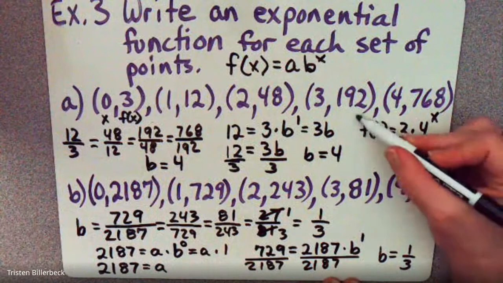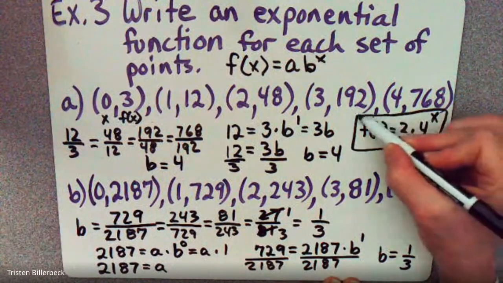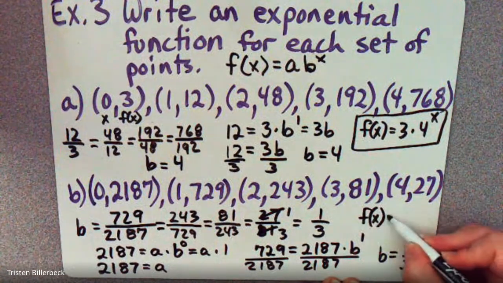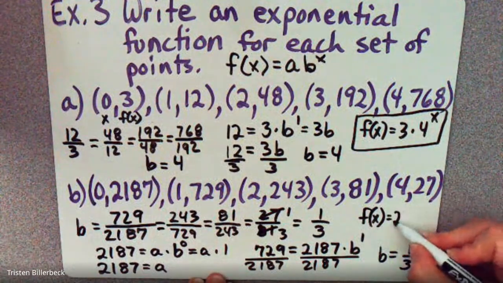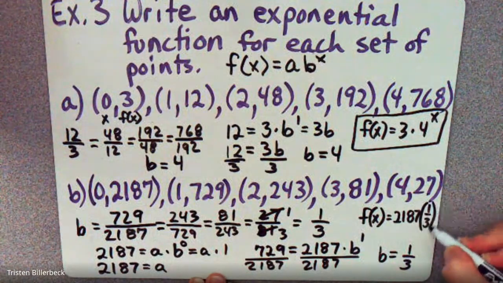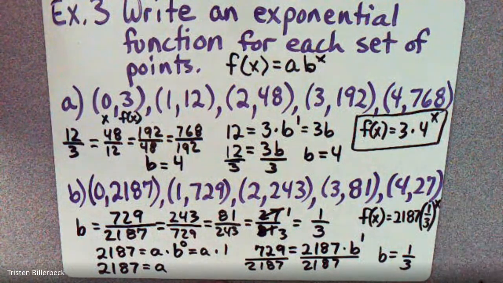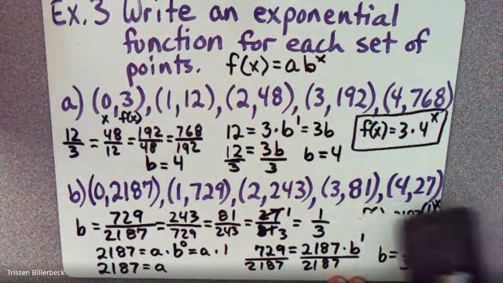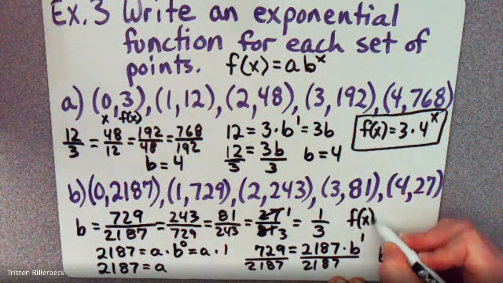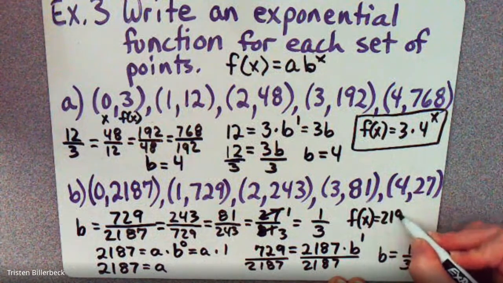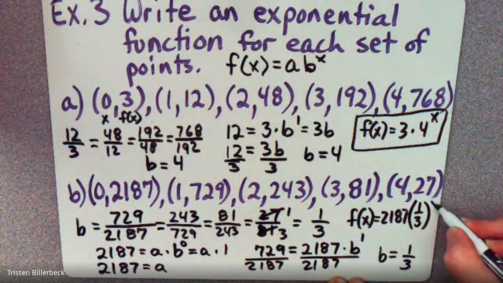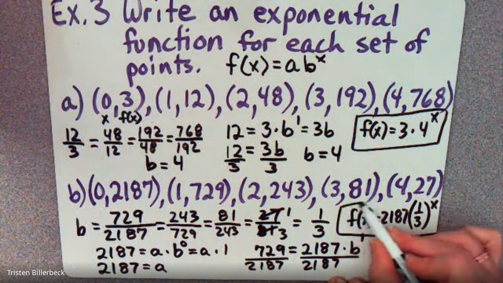All right, so we had this function for the first one. So now let's take a look at it. We put it all together. We have this for our function. 2187 times 1/3 to the x. Okay, so let me write that a little bigger because it got squished. So we have f of x equals 2187 times 1/3 to the x. And that is our exponential function.